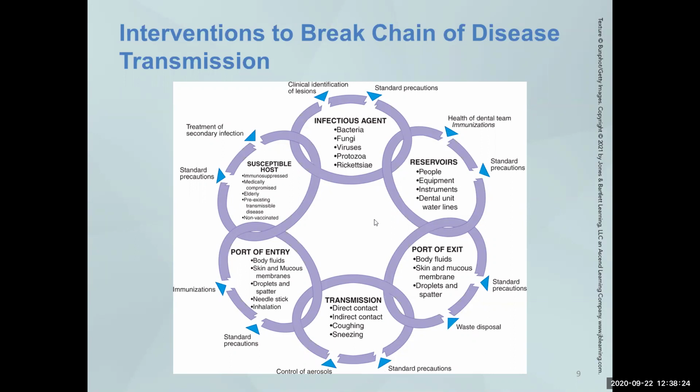So what test questions are going to be asking you is talking about the chain of disease transmission, what part of it deals with body fluids, for example, and I'm just pulling that out of my hat. And right here, body fluids is the port of exit, okay, or skin and mucous membrane. Droplet spatter is the port of exit.